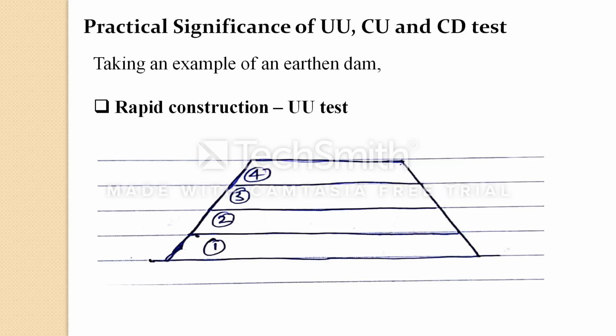So for the rapid construction of the earthen dam, the soil samples which are taken should be for the UU test. That means if we are going to check the stability under the rapid construction of our earthen dam, then we are going to do the UU test, the unconsolidated undrained test.